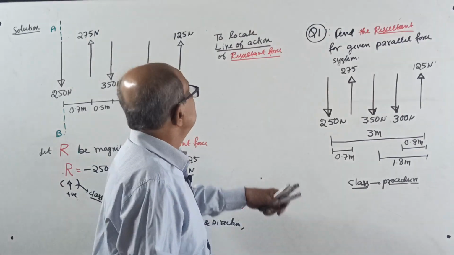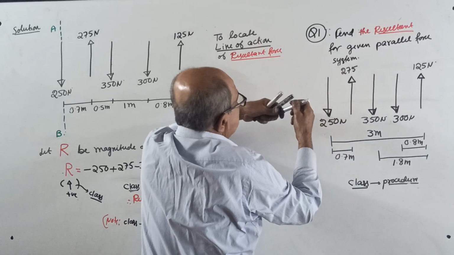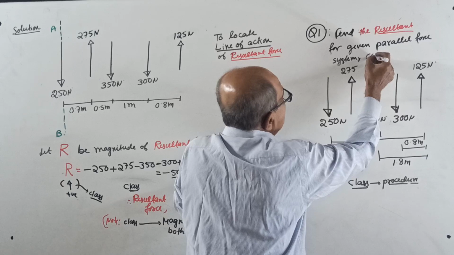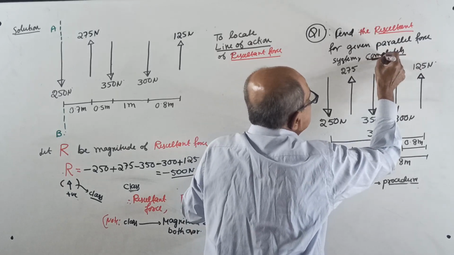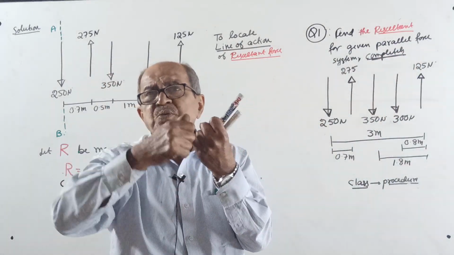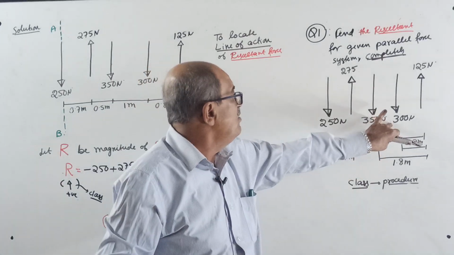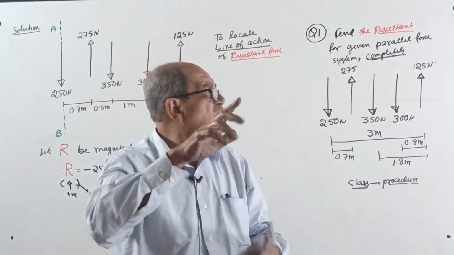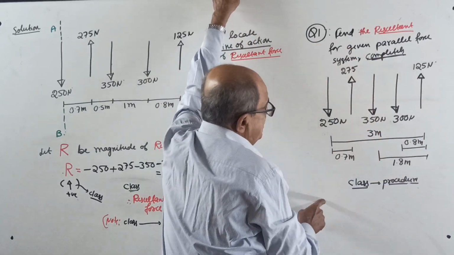Okay, start. First, question 1. Find the resultant for the given parallel force system completely. See correctly, I am telling this so many times: completely means magnitude, direction and line of action. Those who are serious should write it. When I solve the same question in the notes, I will write it. Four forces are given here. First, make a note here.